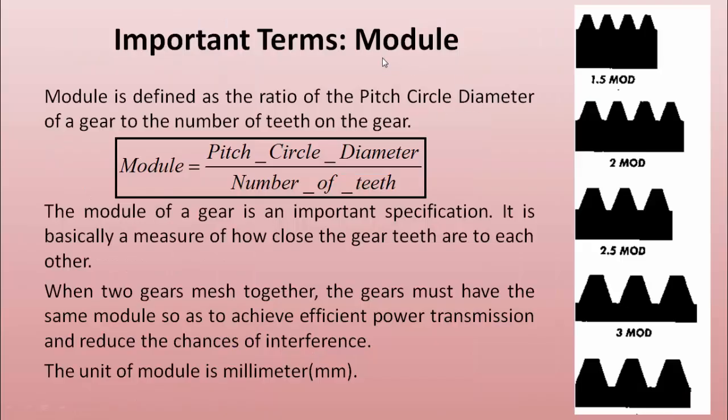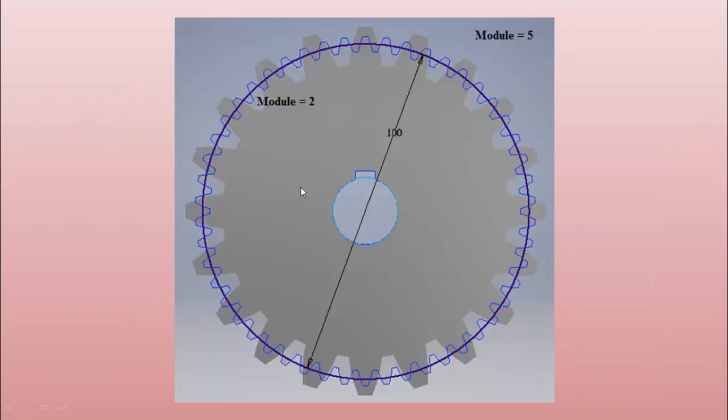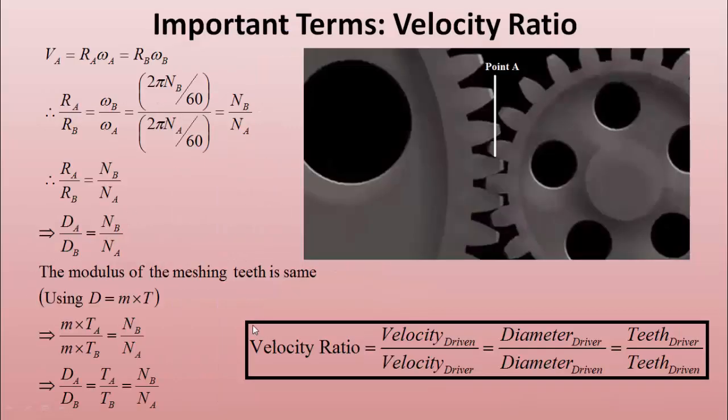First is what is a module. Module is a measure of how much the gear teeth are close to each other. Smaller the module, the closer the gear teeth are to each other. Bigger the module, farther away they are. The formula is module is pitch circle diameter divided by number of teeth. What is velocity ratio? See, velocity ratio is velocity of the driven gear or driven shaft divided by velocity of the driver gear or the driver shaft.